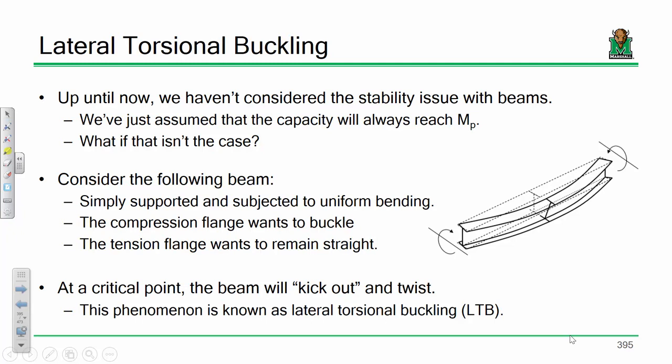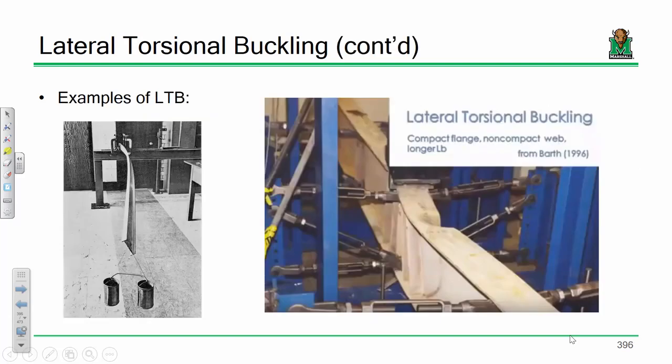Okay, so the torsion part begs some review of deformables. Now I have some images here of some steel beams to show you what it looks like. This is a cantilevered I-beam that's under a point load at the end, and it's really easy to see how that beam has kicked over and twisted.